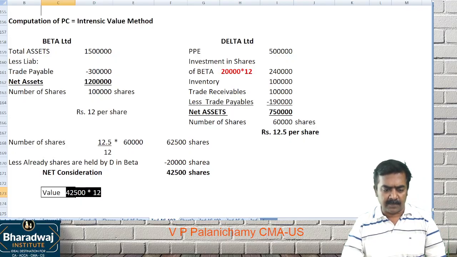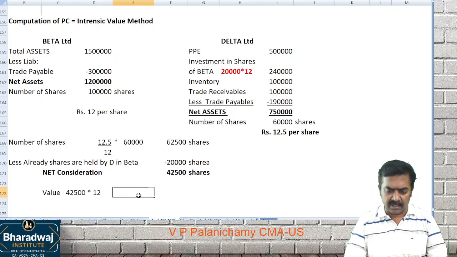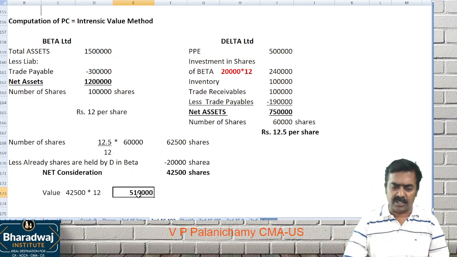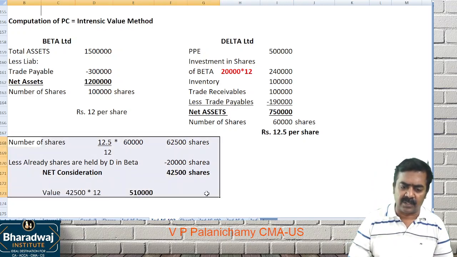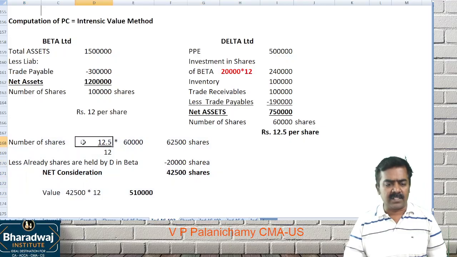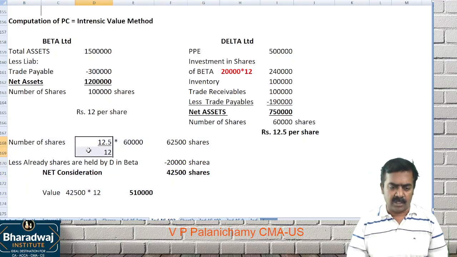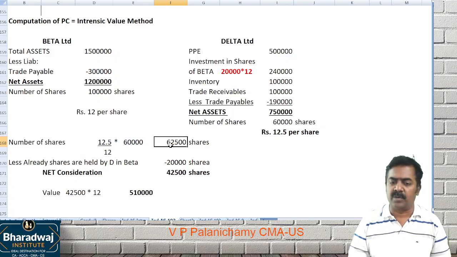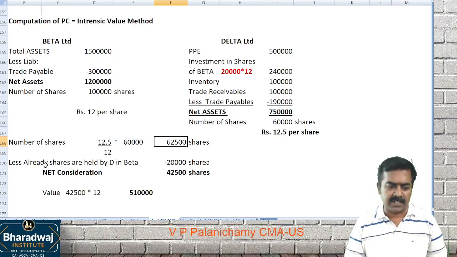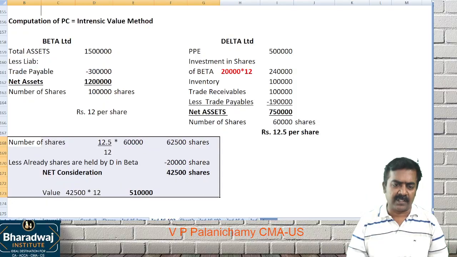Who's giving the share? Beta is giving the share. This is the value of the purchase consideration. How much? 5,10,000. This is one method of working. I repeat, what is the value of the seller? 12.5. Divided by what is the value of the buyer? 12 into 60,000. Now I have to give you how many? 62,500 shares. Okay, this is one method of working.